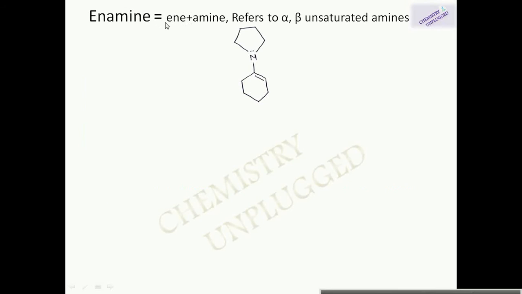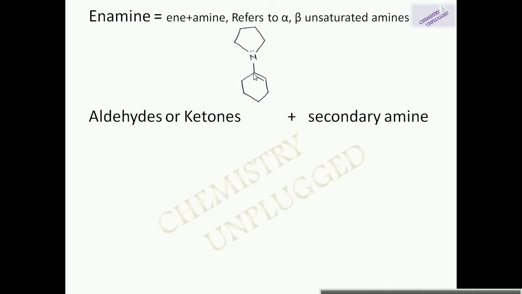The term enamine is formed from two words, en plus amine, and it refers to an alpha beta unsaturated amine. For example, we have this enamine which has one nitrogen here, and on the alpha and beta carbon we have unsaturation. So enamines are alpha beta unsaturated amines. Then we will discuss how these enamines are formed, what their properties are and how they can be used in chemical reactions. So first we will discuss how they are formed.